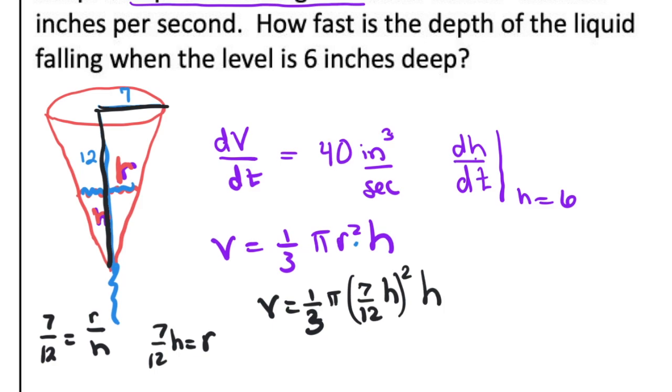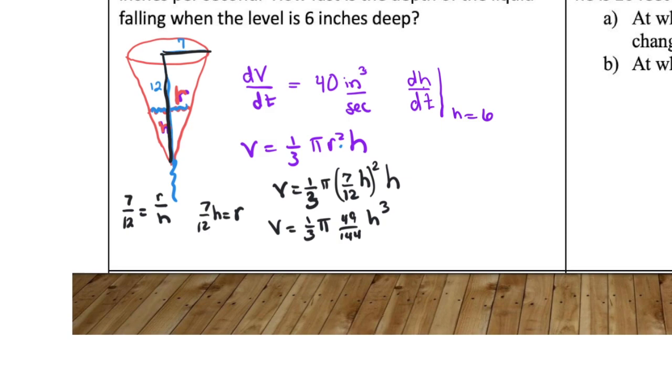Simplify my problem a little bit. The volume is 1/3 pi multiplied by 49 over 144 h cubed. All right, so now that derivative is not as tough as doing a product rule. So that's why we found that nice little relationship. And when we find our derivative, dV/dt is equal to, keep your constants, 1/3 pi 49 over 144 multiplied by 3h squared dh/dt.